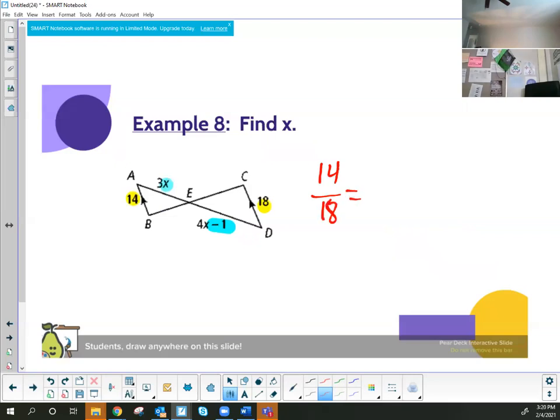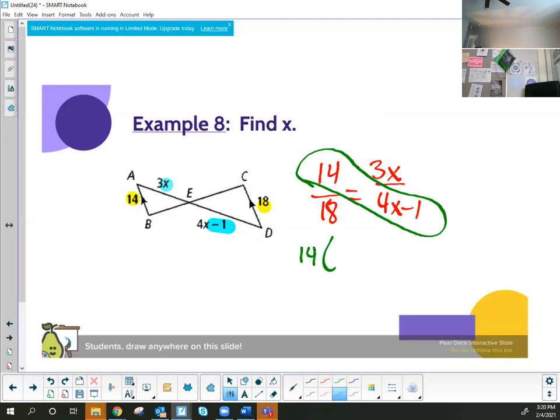And then 3x goes with, like that. How do you solve something like that? So you're going to cross multiply, right? We're going to do butterfly just like your awesome teacher did last year. It's going to be 14 times.